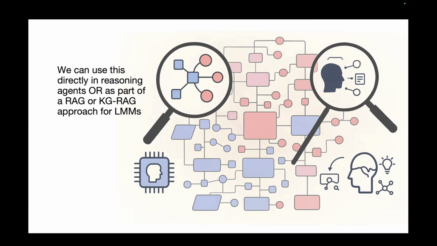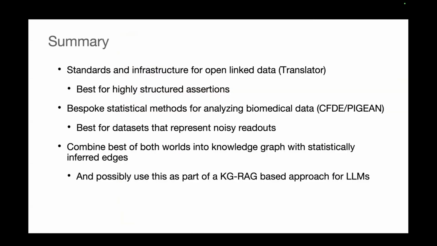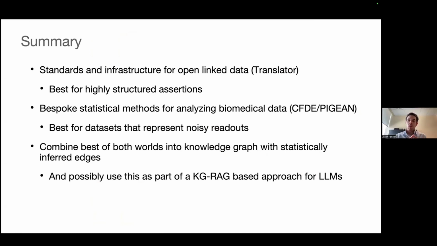That's not my area of research, but what I am very passionate about is getting those edges that are locked away right now because they're in all these data sources, very high quality and statistical. So that's kind of the synthesis, right? Standards infrastructure, highly recommend Translator. I do think more investment in bespoke methods for getting data prepared for that. And then going forward, yes, I think a combined approach is the best.